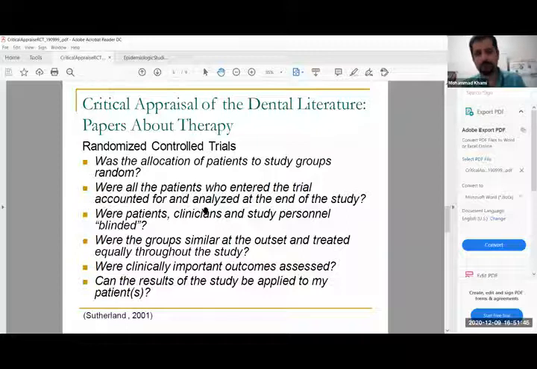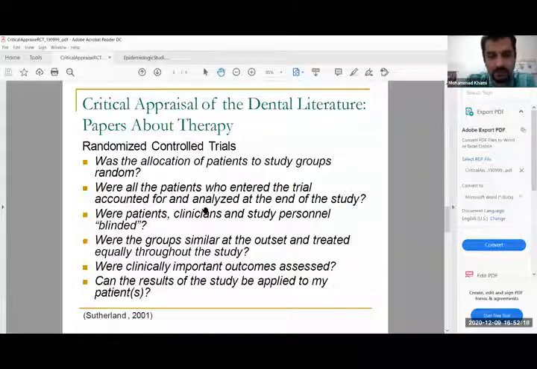We talked about randomization and how important it is. So the first item refers to the random allocation of patients to study groups, and we know that if an RCT fails to accomplish this condition, then the validity would be very low. Were all the patients who entered the trial accounted for and analyzed at the end of the study? This is another important point.